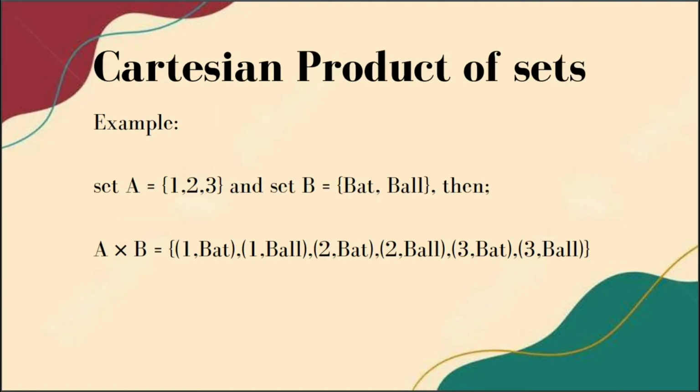Cartesian product of sets means pairing each element of one set with each element of the other set. For example, you need to multiply those sets, like A times B equals this one.